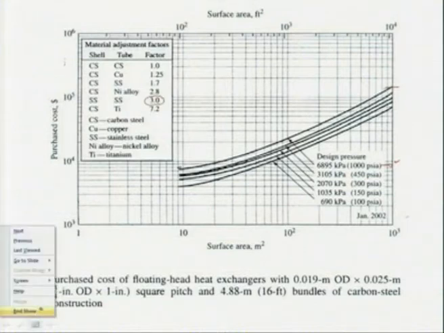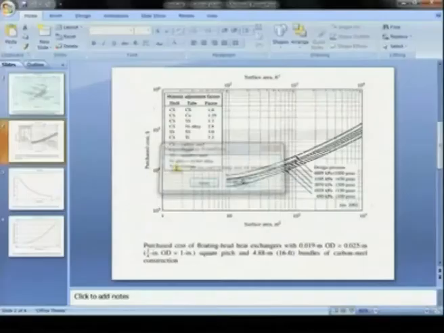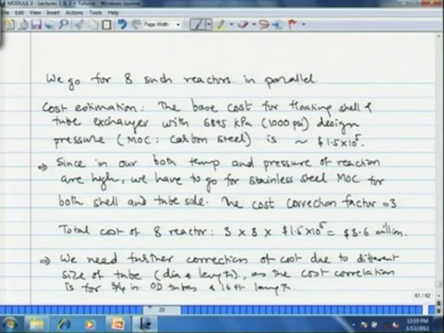Furthermore, we have to apply correction factors for the diameter as well as length, but that we shall see later. So, the total cost of 8 reactors after correction for material of construction will be 3 into 8 into $150,000, so something like $3.6 million.